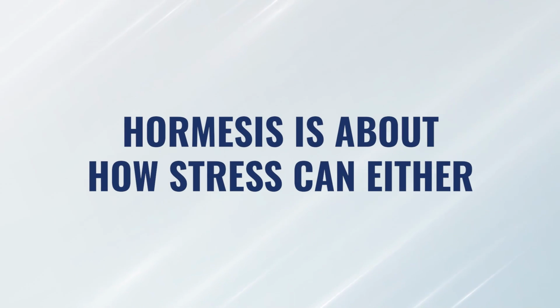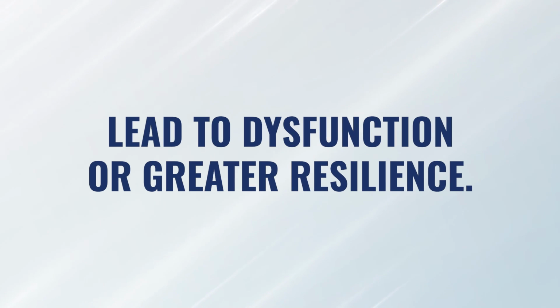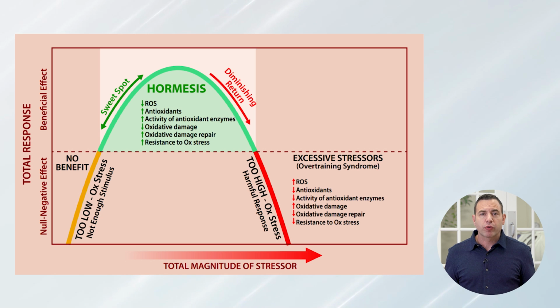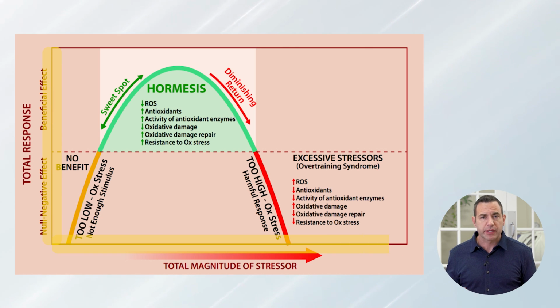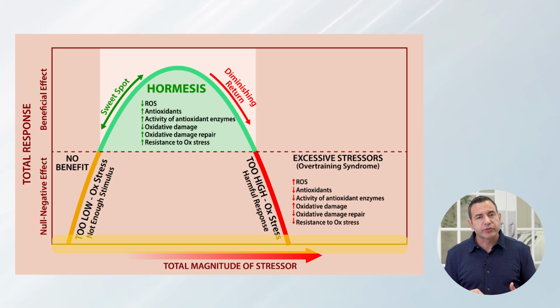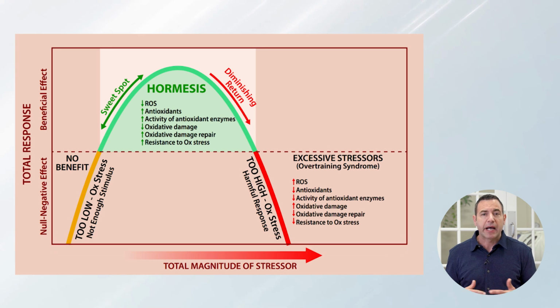Hormesis is a conversation about how stress could either lead to dysfunction or lead to greater resilience. And so what we have here is what we call the hormetic curve. As we look at the hormetic curve, what we see is the vertical axis and the horizontal axis. The vertical axis is showing the overall response. Is there a response and how much of a response are we getting? While the horizontal line is showing the dose. How much of a stressor are we getting exposed to?